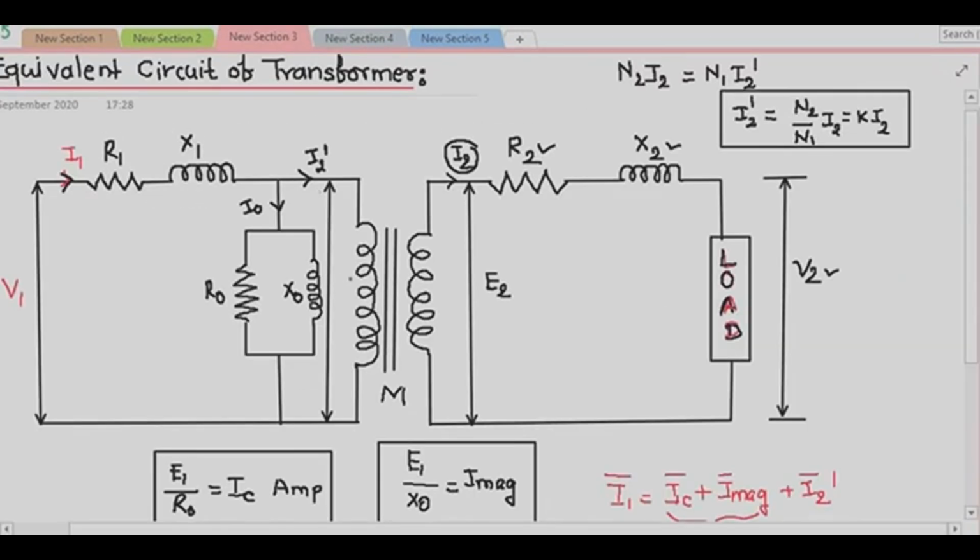Again, come to this. What is this? This is nothing but your E1, the EMF induced in the primary winding. So students, what is your V1? V1 is nothing but the vector sum of E1 and the drop caused in R1 and X1 of the primary winding due to the current taken by the primary winding from the supply.